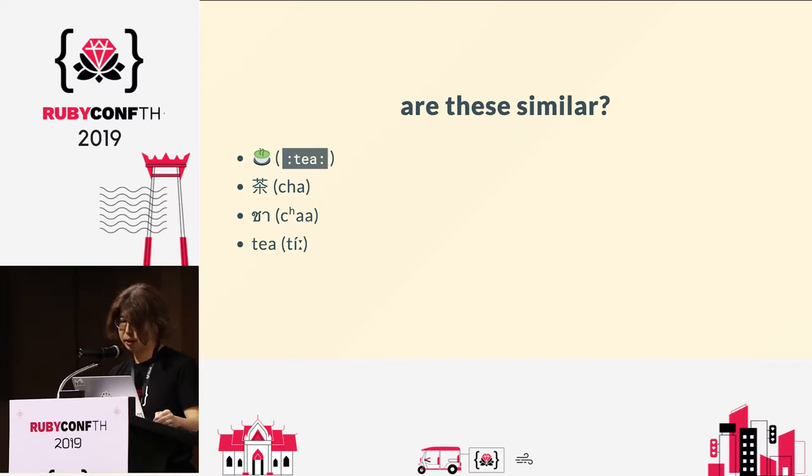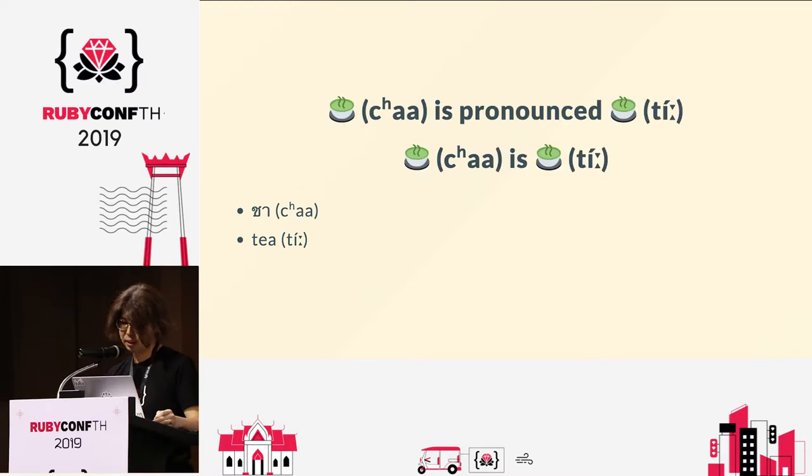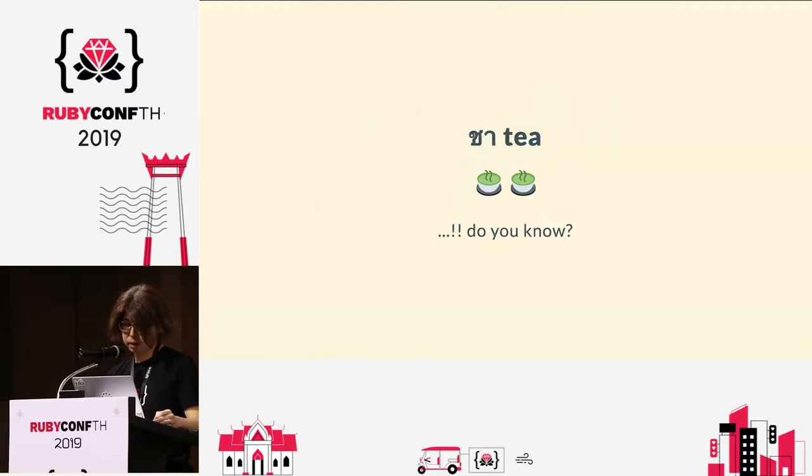This is the emoji of tea. In Japanese, this is pronounced cha. In Thai, cha. Is it okay? In English, tea. So the Thai cha is pronounced tea in English. Cha is tea. Cha. Tea? Do you know?